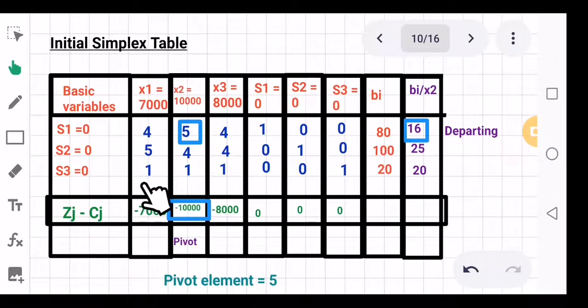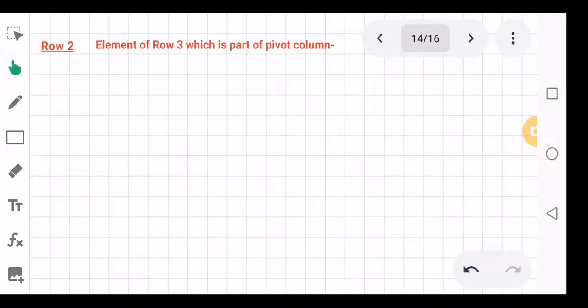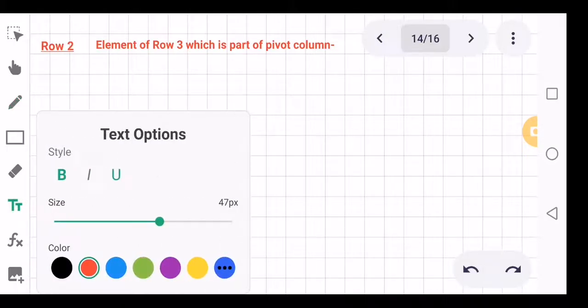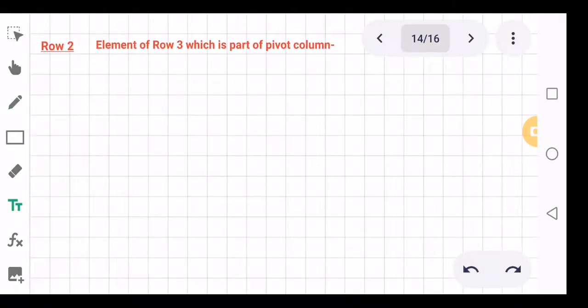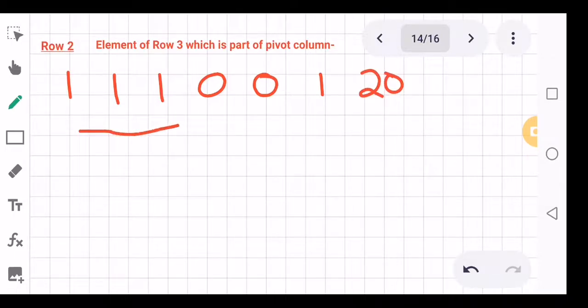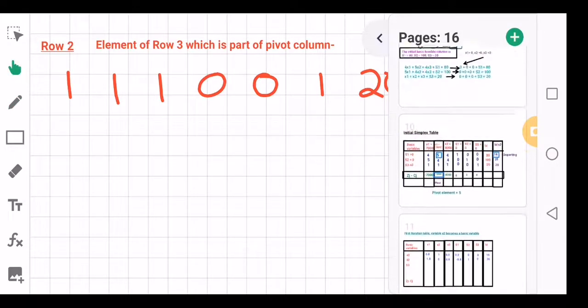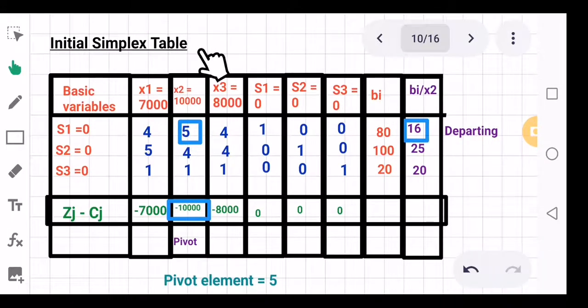So values of old row 3 is 1, 1, 1, 0, 0, 1, 20. Let me change the color. 1, 1, 1, 0, 0, 1, 20. These are the values which I got from your initial simplex table, table number 1. That is 1, 1, 1, 0, 0, 1, 20 for row number 3.